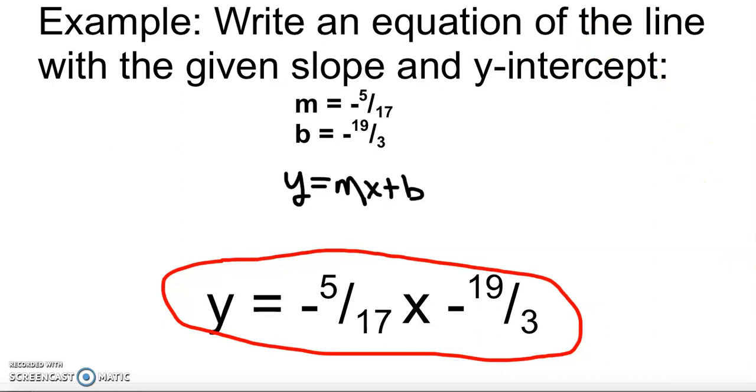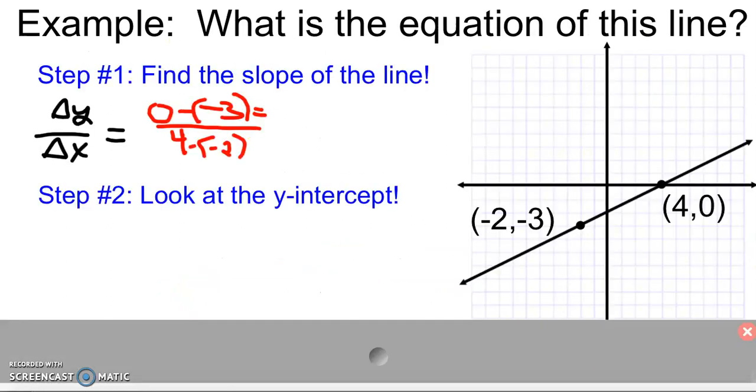All right, let's move on to another problem. So here I'm giving you a line in a coordinate plane, and I want to figure out the equation of this line. So our first step is going to be find the slope of the line. So I'm going to do the slope formula, which is our change in y over our change in x. So the y is going to be starting with 0 minus negative 3, and 0 minus negative 3 is the same as 0 plus 3. So our y part is 3.